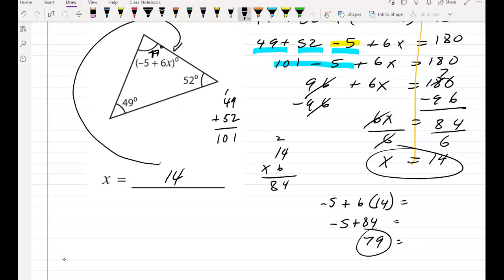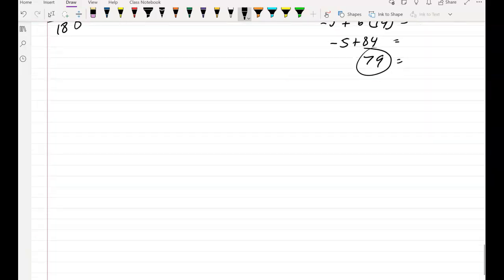Now that means that this missing angle up here should be 79 degrees. And if that's the case, then that means that 79 plus 49 plus 52 should equal 180. 9 plus 9 is 18, plus 2 is 20, carry the 2. 2 plus 7 is 9, plus 4 is 13, plus 5 is 180. So yes, we are absolutely right. X is 14, and the measure of that angle is 79 degrees.